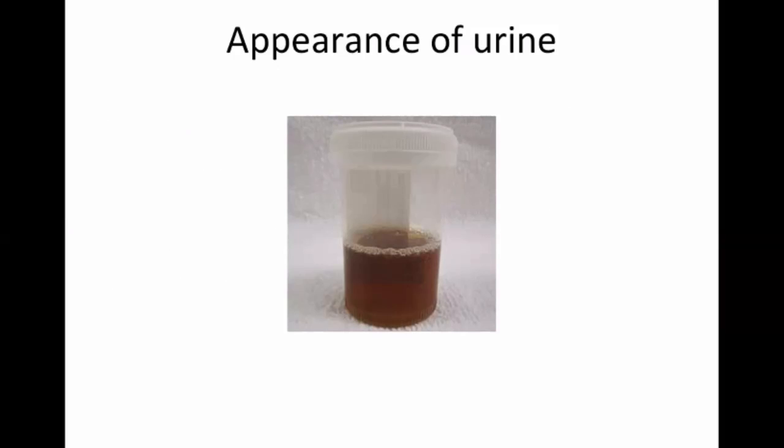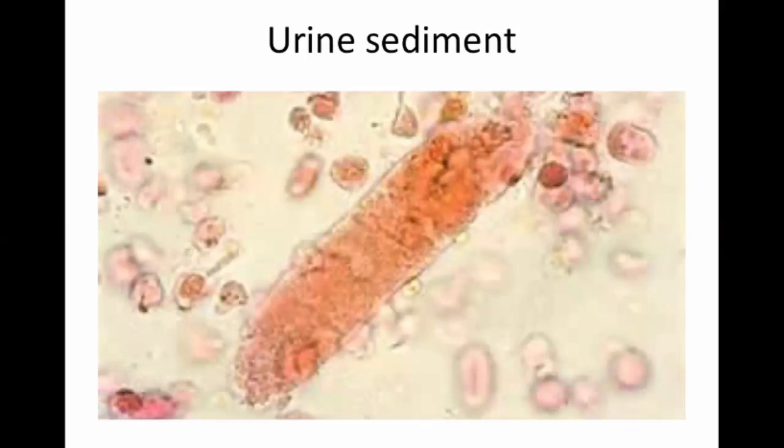And this is the appearance of the urine. Is it normal? Clearly, it's abnormal, right? It's brownish colored urine. And when you look at the urine sediment, you see this. What is this? Anybody want to have a go?